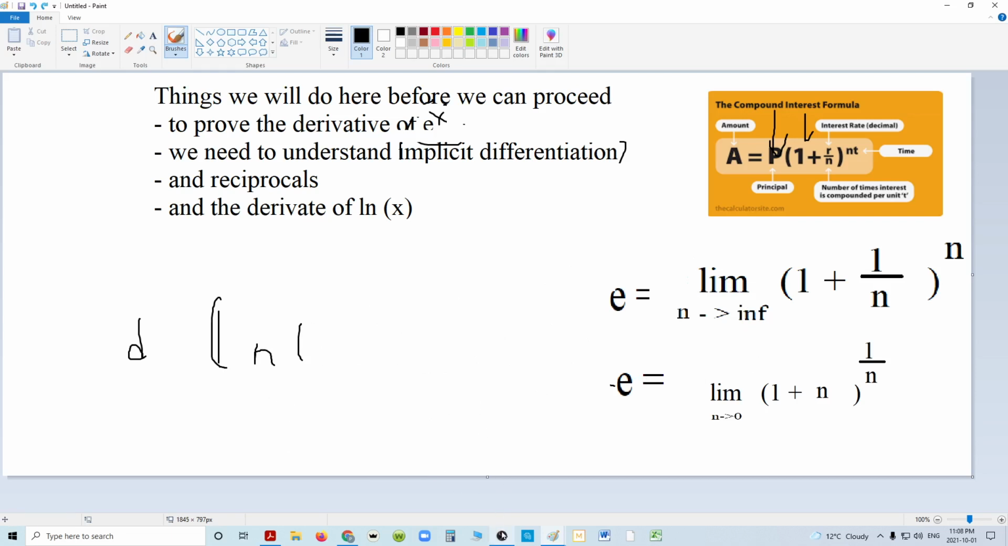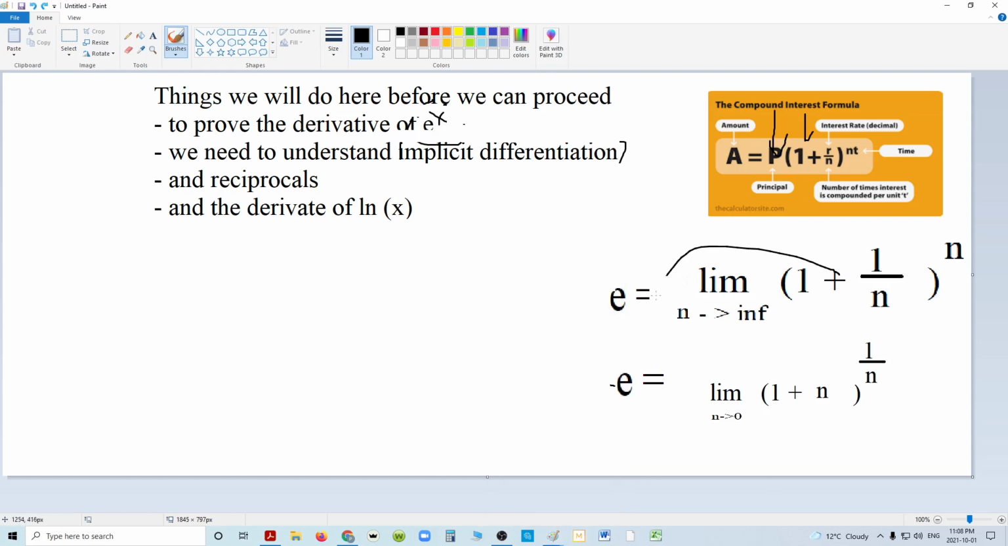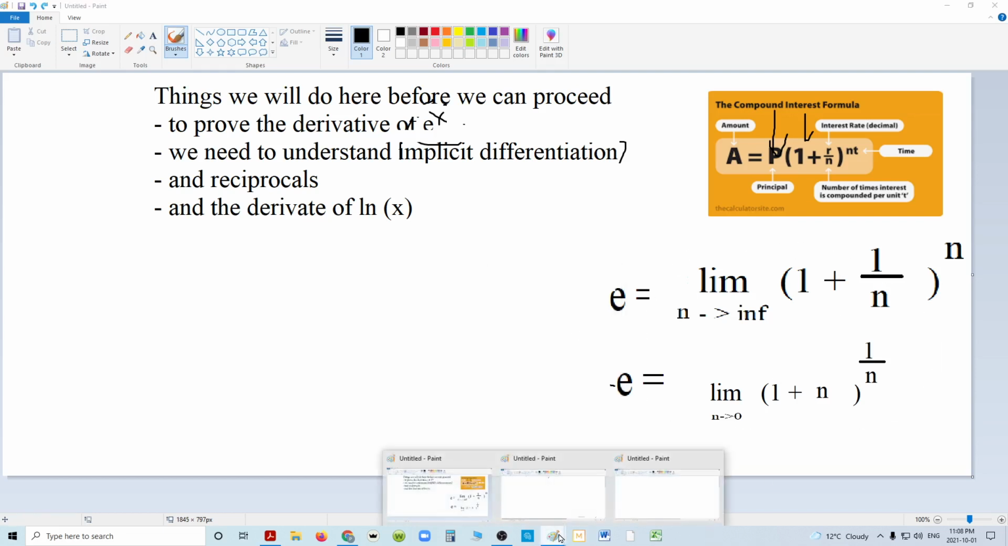So I want to focus on that. I also want to focus on something called implicit differentiation. But let's spend some time on 1 over x. And for it, we're going to have to remember the definition of e.